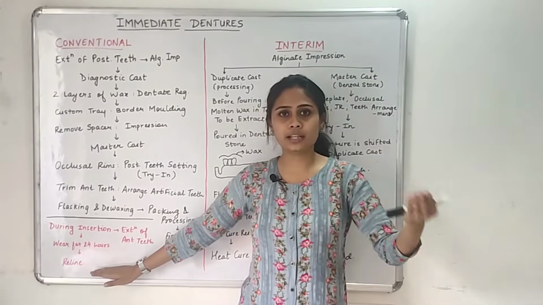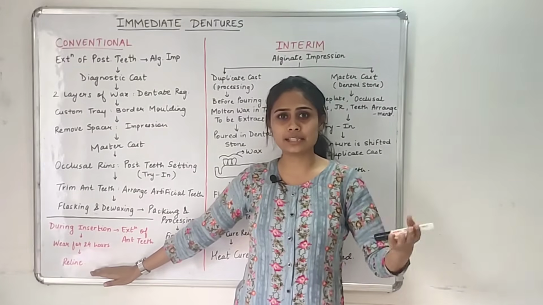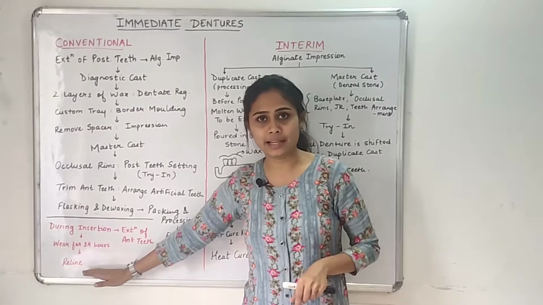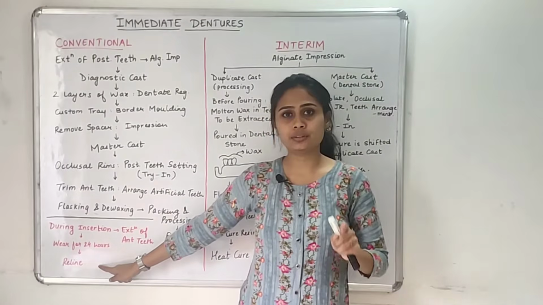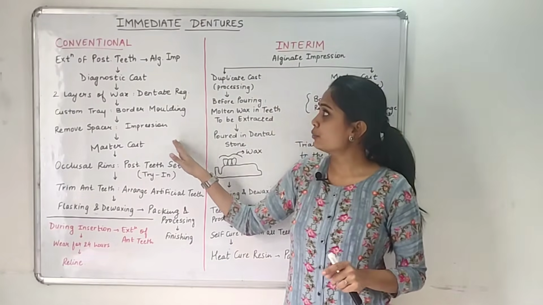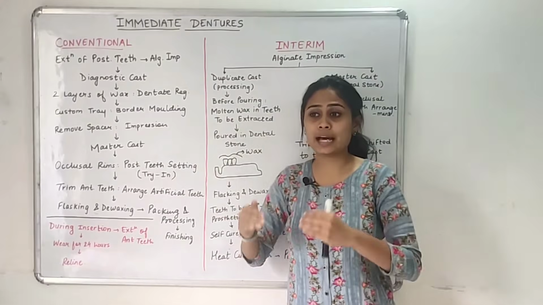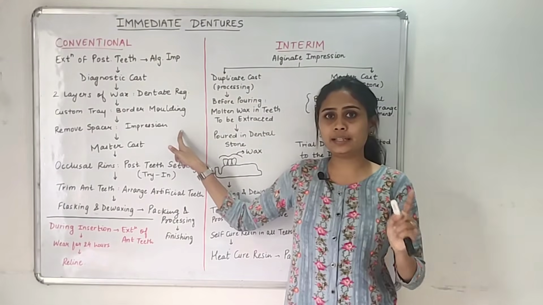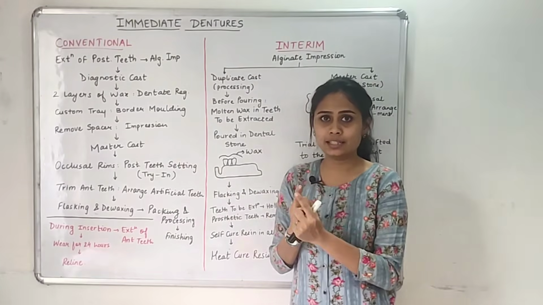And during the later period of time, like after 3 months, 6 months, when the ridge is completely healed, you can do the relining. Why do we need to do the relining? Because we are going to use this conventional denture as our proper complete denture. And for a proper complete denture, we need to have a seal in the denture.